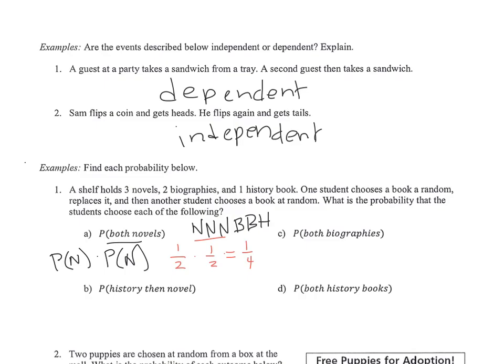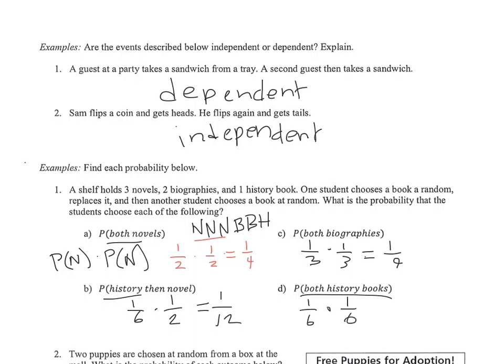What's the probability both are biographies? The probability it's a biography is 2/6 or 1/3, and then 1/3 again. So it's 1/9 because you're putting it back. What's the probability it's a history, which is 1/6, then a novel, so it's 1/2. So 1/12. What's the probability they're both history books? The probability it's a history book is 1/6, then you put it back and grab it again, so it's 1/6, so it's 1 out of 36.